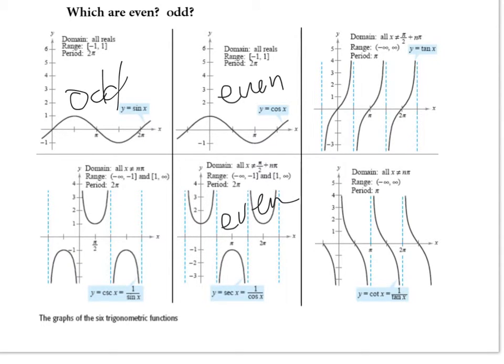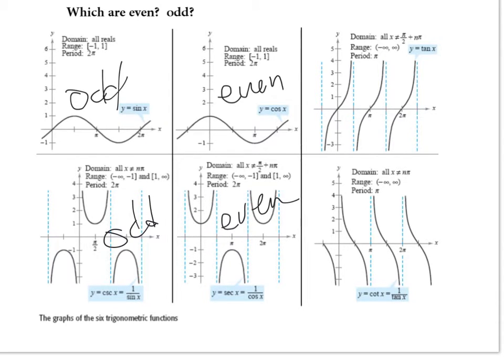Same deal here. This one down here at 1 over sine, or cosecant, if you will, is rotating around the origin 180 degrees to be this one right here, or vice versa. This one rotates up here 180 degrees. It is odd. All right.